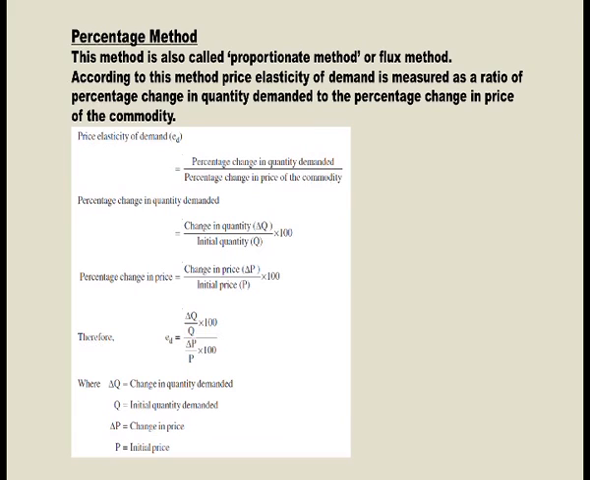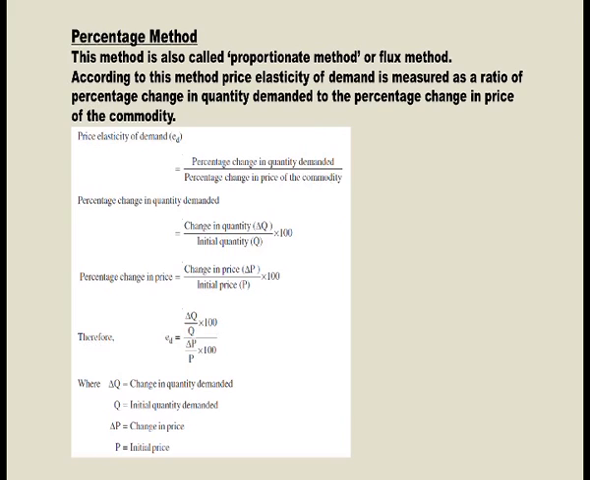According to percentage method, price elasticity of demand is measured as a ratio of percentage change in quantity demanded to the percentage change in price of the commodity. We can have the formula here. For the percentage method, price elasticity of demand is measured as the percentage change in quantity demanded divided by percentage change in price of the commodity. Now, how to measure this percentage change in quantity demanded? Change in quantity demanded divided by initial quantity demanded into 100. Percentage change in price: change in price divided by initial price into 100. Therefore, we get the formula like this.